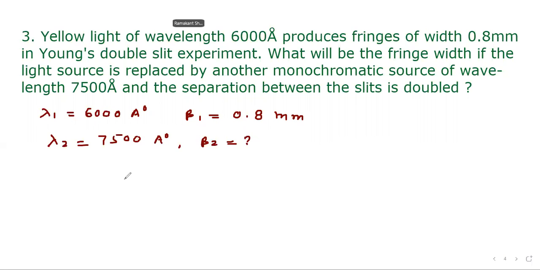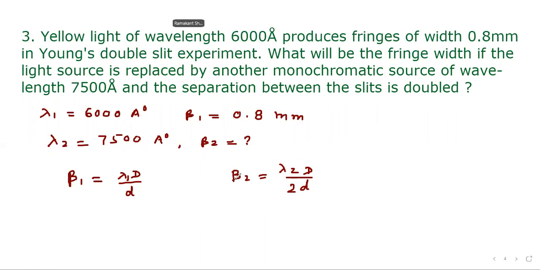The situation is, for the first one, beta 1 equals lambda D upon small d. In case of beta 2, the condition is changed, the wavelength is changed. Suppose this is lambda 1, so this will be lambda 2. Here, the light source is replaced by another source of a different wavelength, and the separation between the slits is doubled. Capital D remains the same, small d becomes twice. So this is the condition.